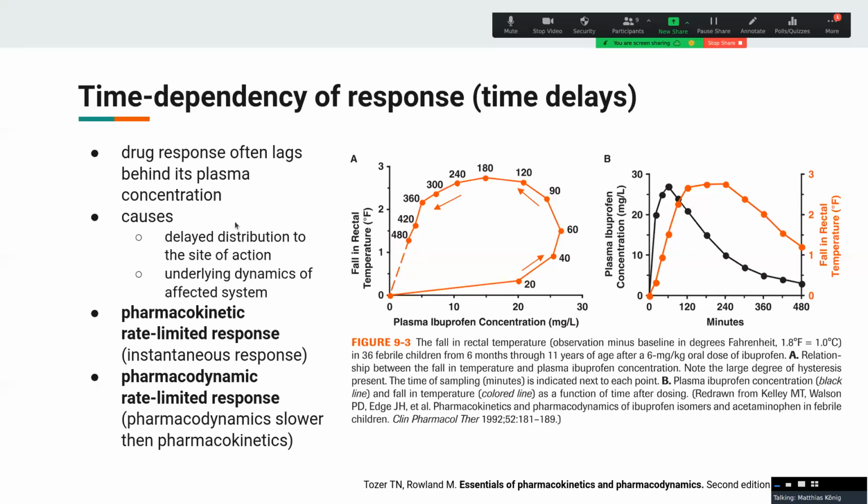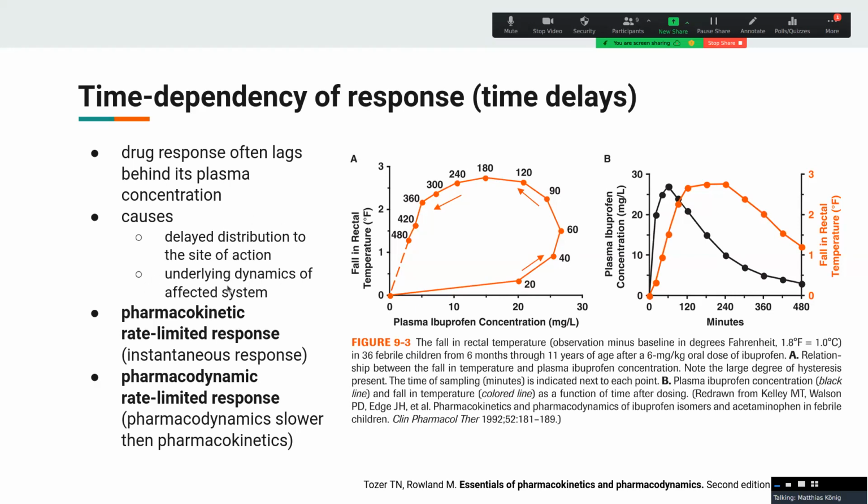There are different causes for these time delays. One is delayed distribution to the site of action. This happens especially in low perfused tissues. Imagine you want a medication that works in the bones, and you have very low perfusion of the bones. It can take very long until the drug is really distributed properly in the bones. So you get a time delay: in the plasma the concentrations are already really high, but at the site of action it takes some time until the drug actually arrives.